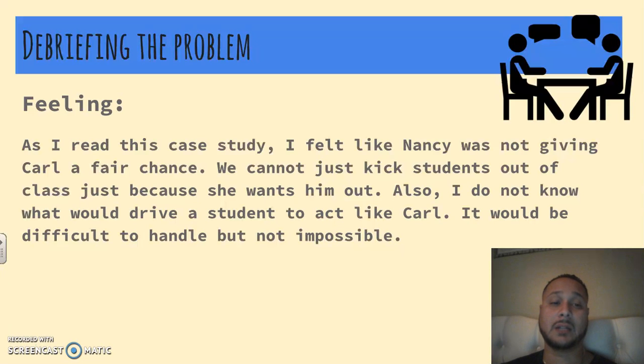Also, we do not know what would drive a student to act like Carl did. It's hard to teach when somebody's throwing something at you, or they're being verbally abusive, or whatever. But we have to do it. We have to have some type of plan in place on how to handle those situations. But it's not impossible.